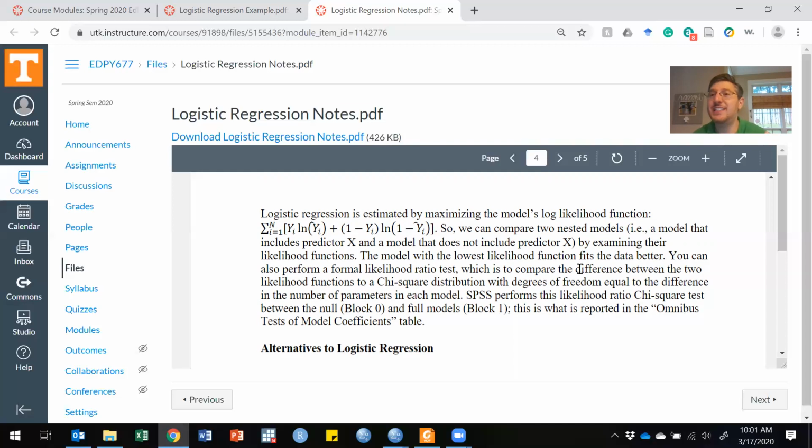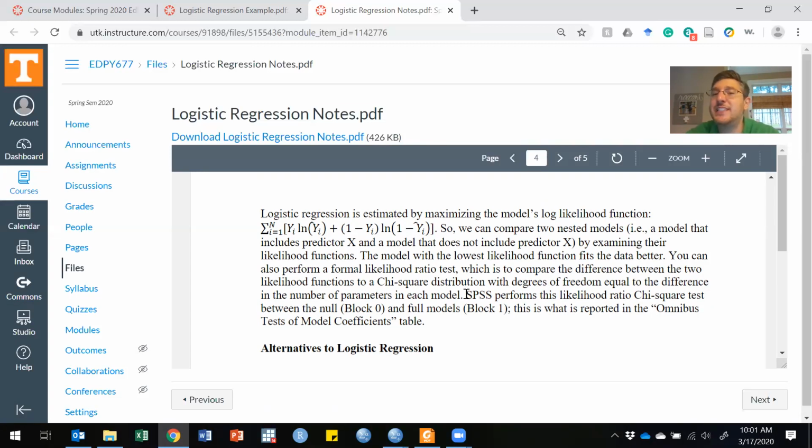There's also a formal test you could use, called a likelihood ratio test, where we take the difference between the two log likelihoods. That difference would then follow a chi-square distribution, with the difference in the number of parameters between the models as the degrees of freedom for the chi-square test.